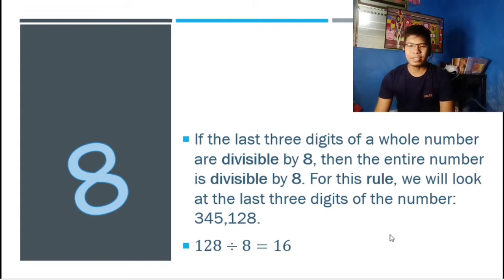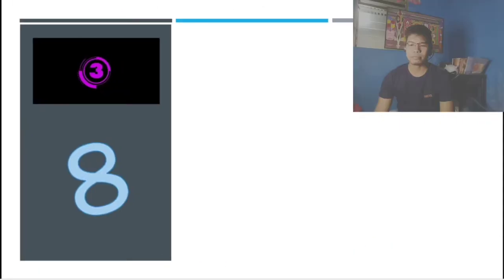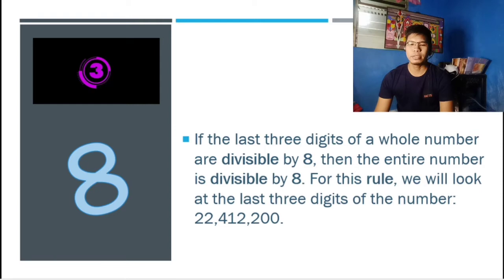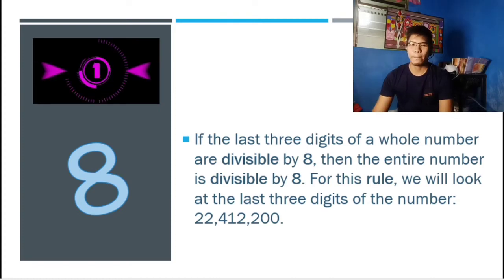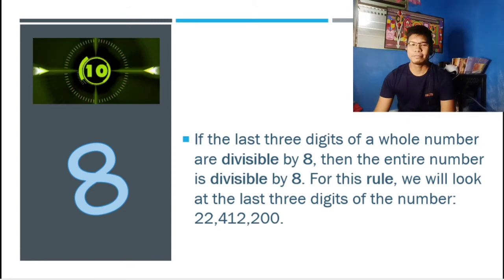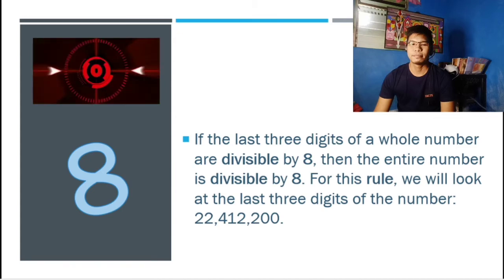Let us have our last example for the divisibility rule for 8. Determine whether 22,412,200 is divisible by 8. I'll give you 10 seconds to do that. 10, 9, 8, 7, 6, 5, 4, 3, 2, 1, 0.